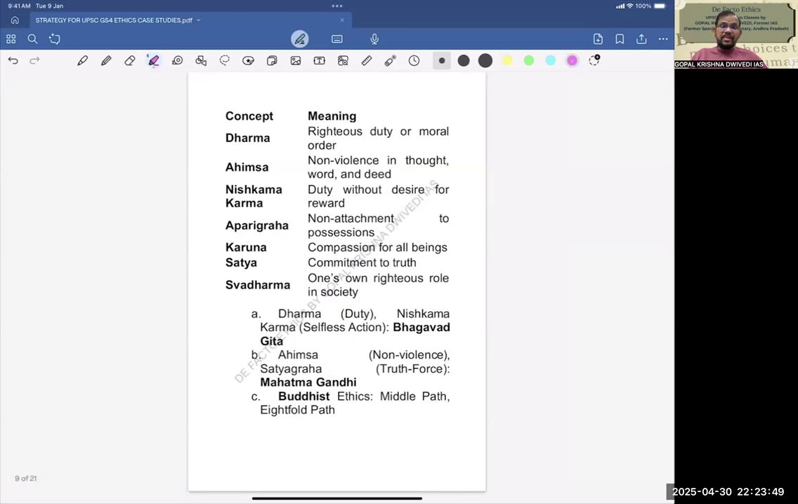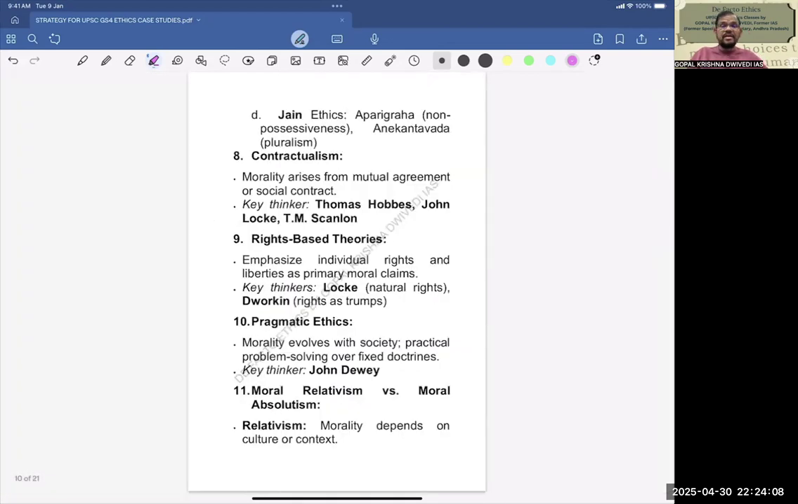For example, dharma, ahimsa, niskam karma, aparigraha, karuna, satya, swadharma, all these things come from different sources. Niskam karma comes from the Bhagavad Gita. Ahimsa, non-violence and truth, comes from Satyagraha, from Mahatma Gandhi. Buddhists have promoted the middle path, the eightfold path. And Jainism has promoted Jaina ethics, aparigraha, and anekantavad, etc. So, this is basically in brief Indian ethics, which we'll be studying in detail in subsequent videos.